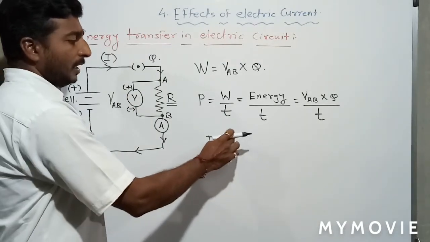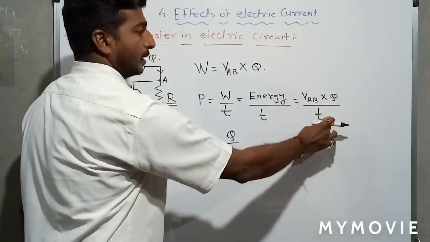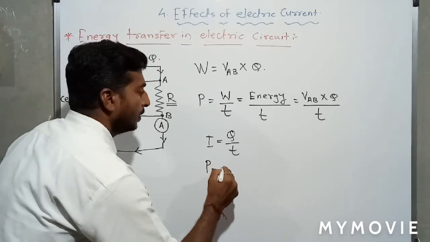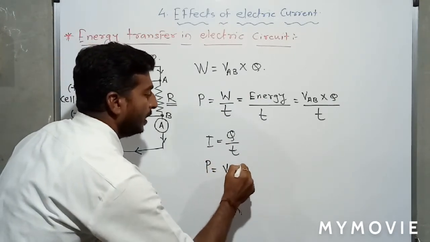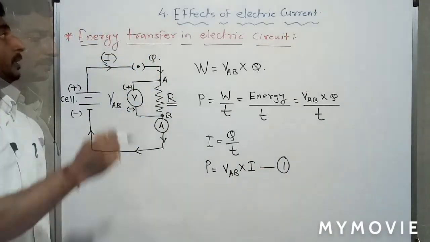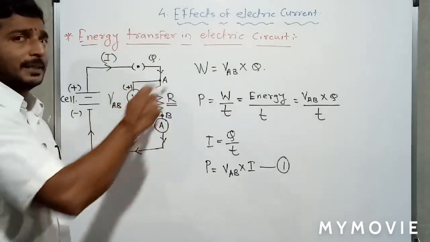So we will utilize I is equal to Q/T in this equation. So Q upon T you can see here. Instead of Q upon T we can take P is equal to V_AB into I. So this is your first equation. Here we are obtaining an equation for how energy is transferred in an electric circuit.